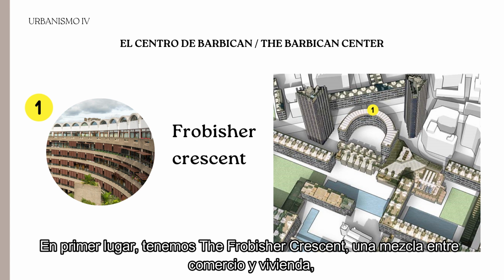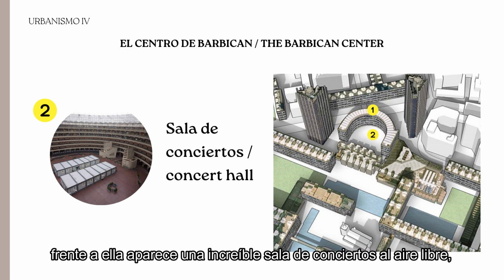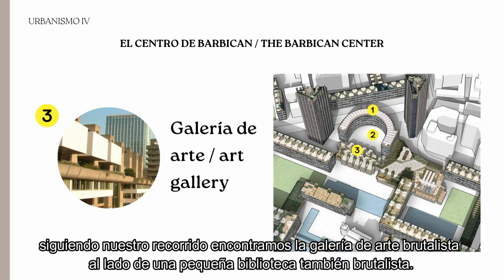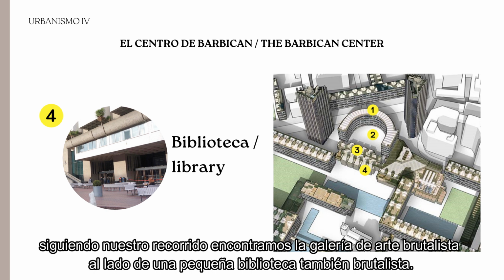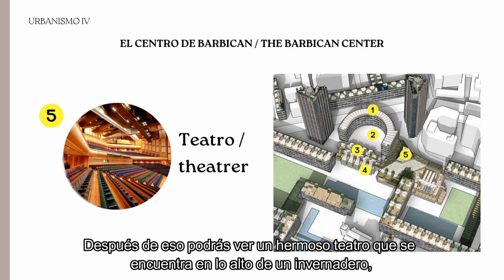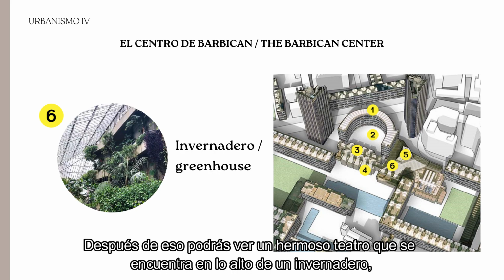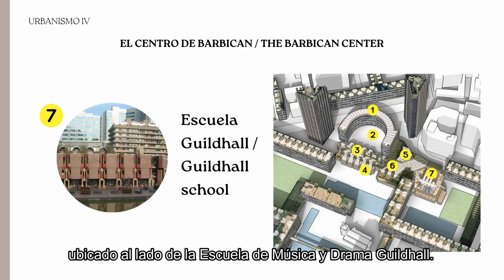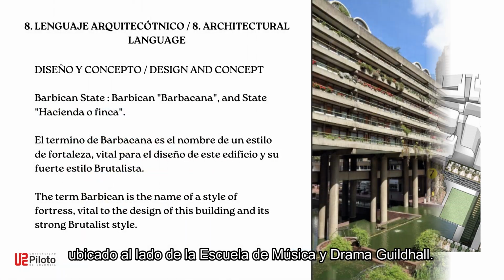In first place, we have the Frobisher Crescent, a mix between trade and housing. In front of it appears an incredible outdoor concert hall. Following our tour, we find the Brutalist Art Gallery, beside a little library. After that, you can see a beautiful theater that is the top of a greenhouse, located next to the Guildhall School of Music and Drama.